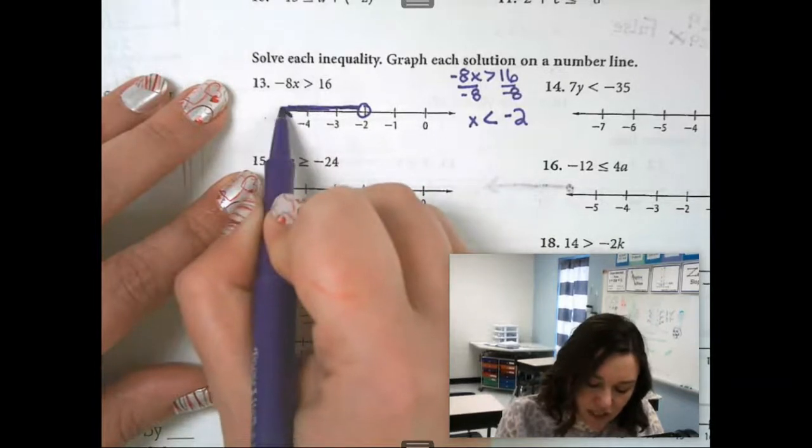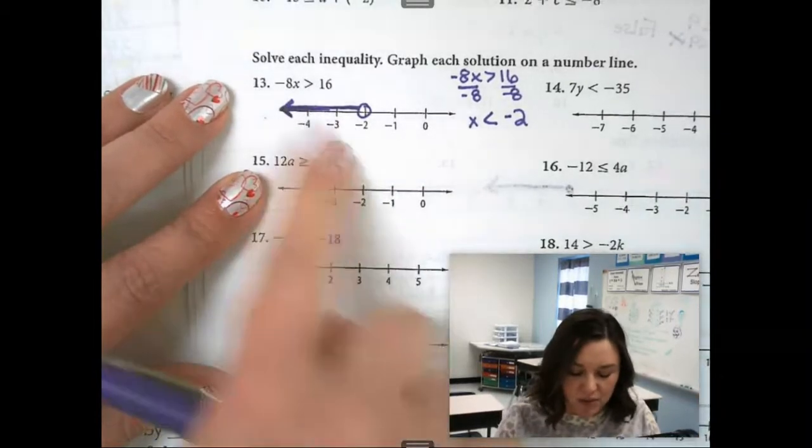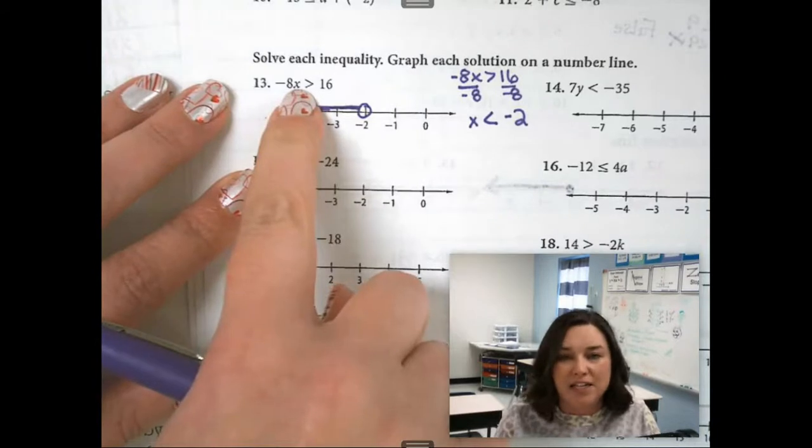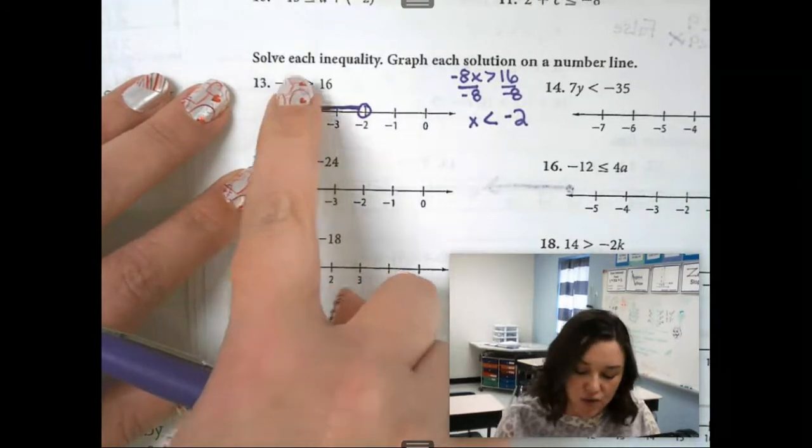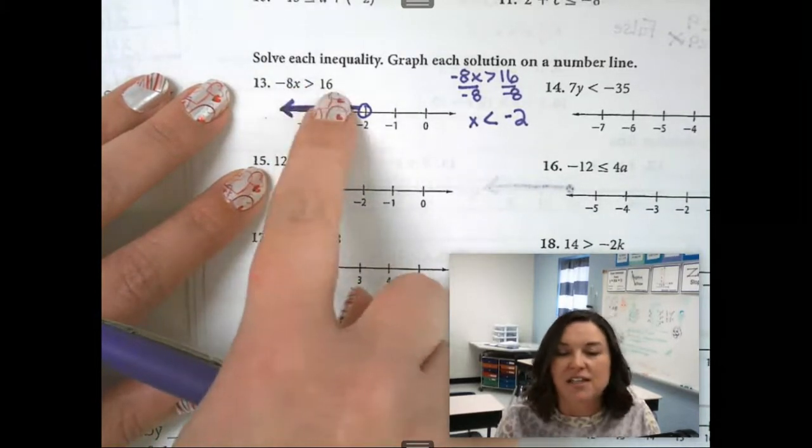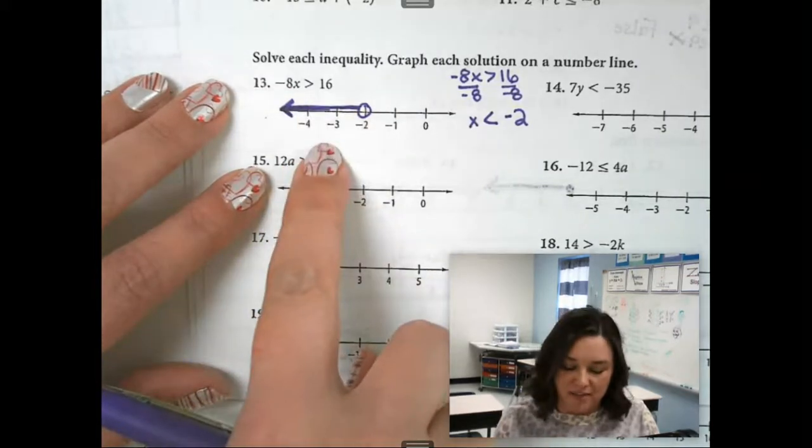If we want to check our answers, we can. We can plug in one of these. So -8 times -3 is positive 24. Is 24 bigger than 16? Yes, it is. So I did the right thing.